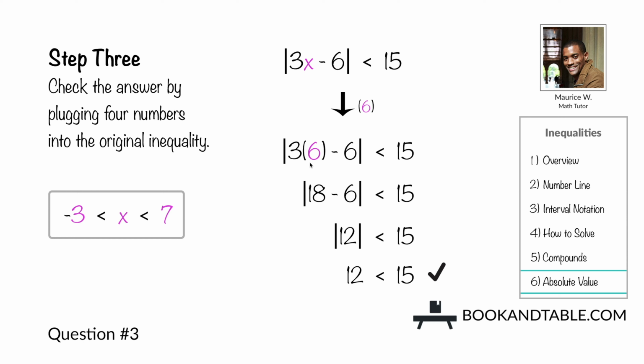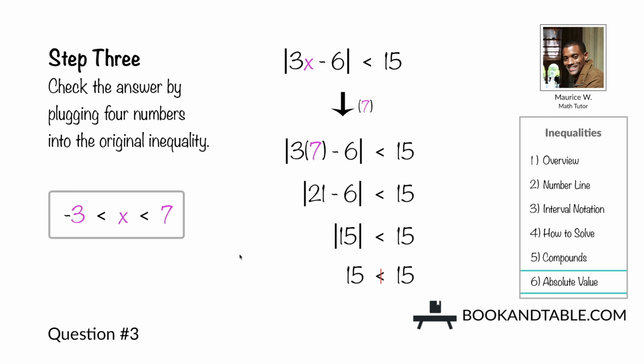So when we plug in 6 for x, we get 3 times 6, which is 18. 18 minus 6 is 12. And the absolute value of 12 is 12, giving us the true statement 12 is less than 15. And now we plug in 7 for x, giving us 3 times 7, which is 21. 21 minus 6 is 15. And the absolute value of 15 is 15, giving us the false statement 15 is less than 15.